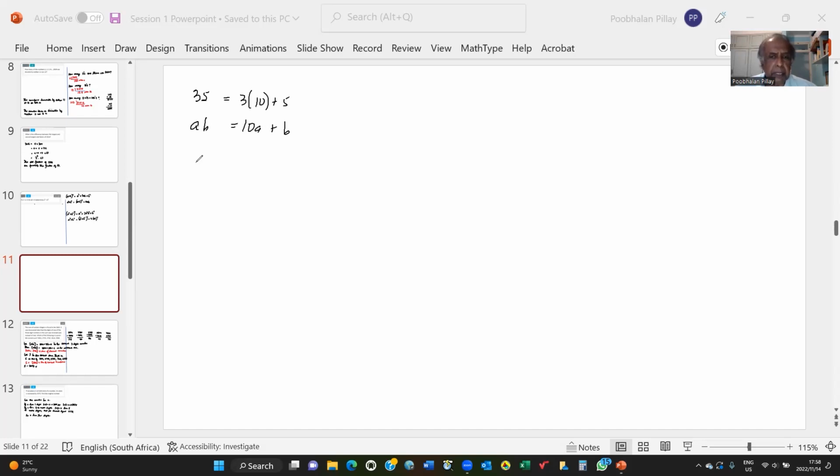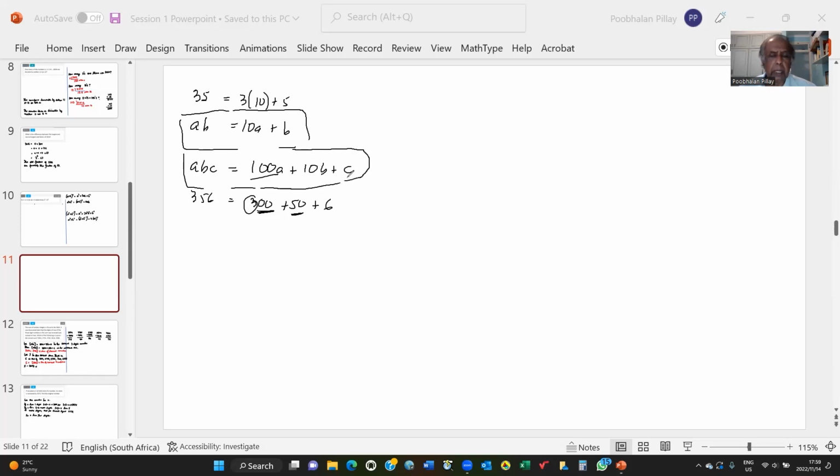And likewise, if you have a 3-digit number, ABC, A is the hundreds digit, B is the tens digit, and this is C, like 356, for instance, is 300 plus 50 plus 6, which is 100 times 3, 100 times A, plus 10 times B, 10 times 5, which is 10B, plus C. So this is the general way of writing a 2-digit number and a 3-digit number. And you can extend this to other larger digits.